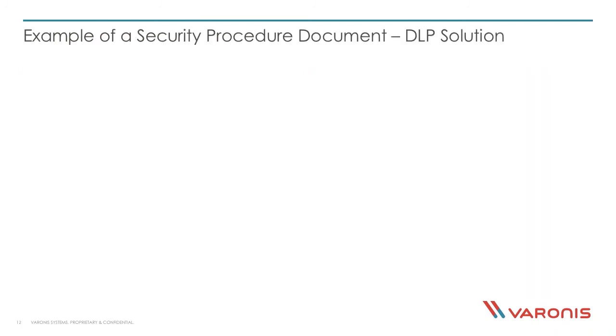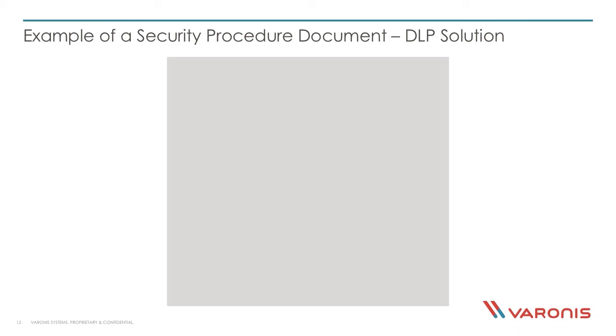Amazing. Now that we know all parts of a security procedure, let's put everything together. Let me give you an example of a security procedure, which in this case is a document describing all the main tasks related to our DLP solution. So, the document starts with an introduction section, in which you write an overview and the scope of the document.